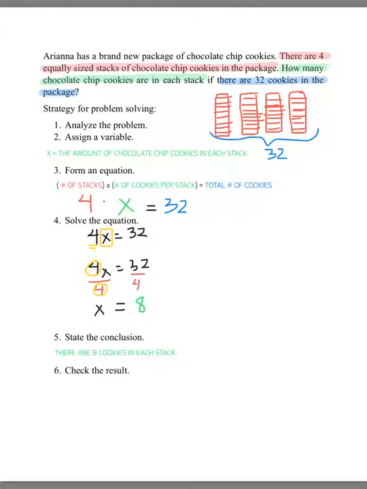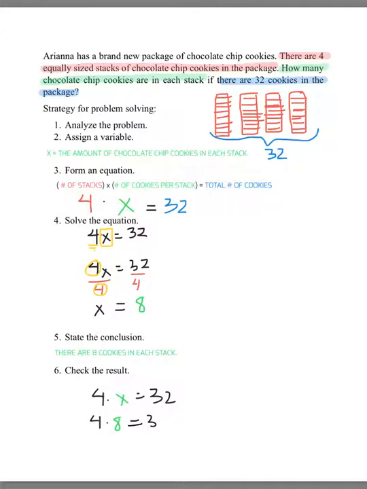So now let us go ahead and check our result. When checking the result, we start off with the original equation found in step 3. So we're going to have 4 times x, which is represented in green, is equal to 32. So on the left-hand side, we're going to substitute in what we know x is equal to, and that's going to be 8. And then everything else remains exactly the same.